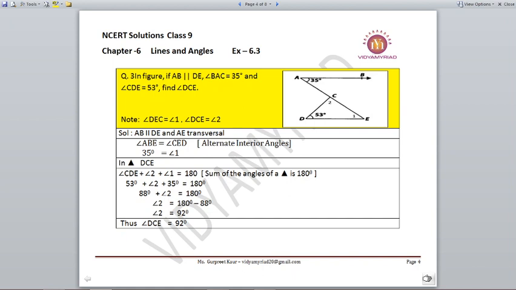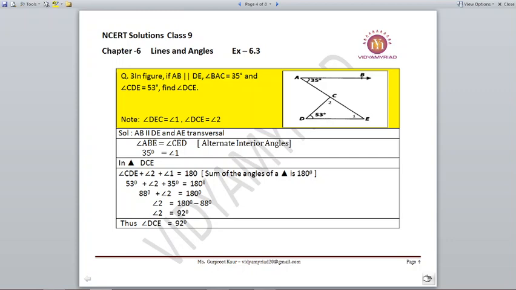Question number 3. In the figure, if AB is parallel to DE, angle BAC is equal to 35 degrees and angle CDE is equal to 53 degrees, you need to find out angle DCE. What is DCE? Angle 2.